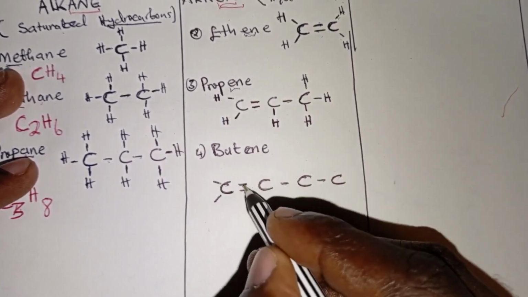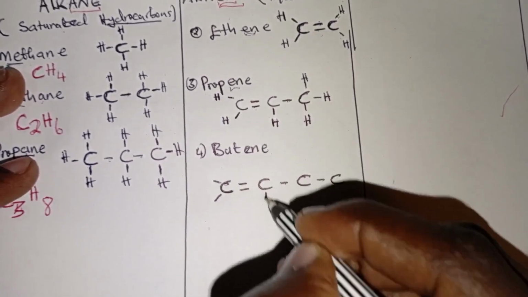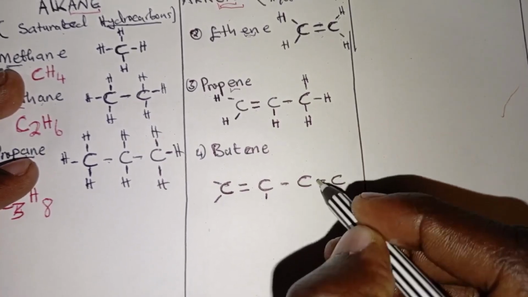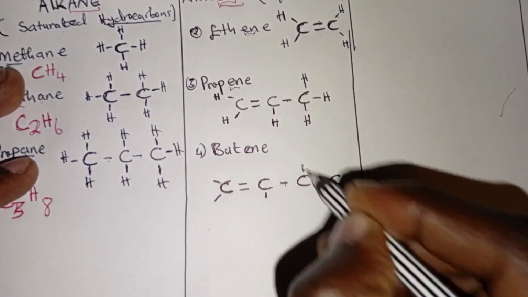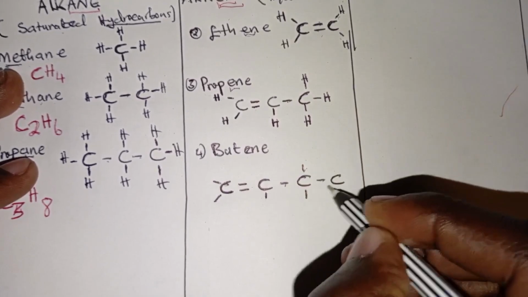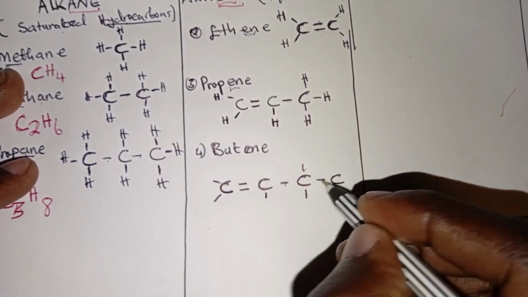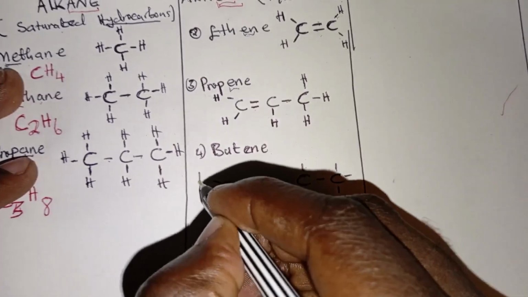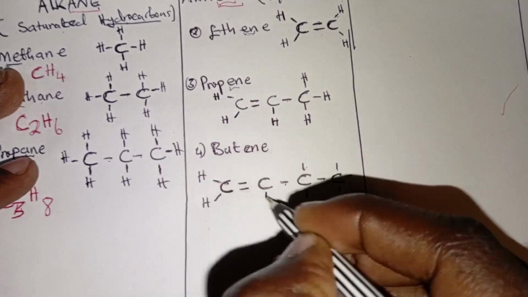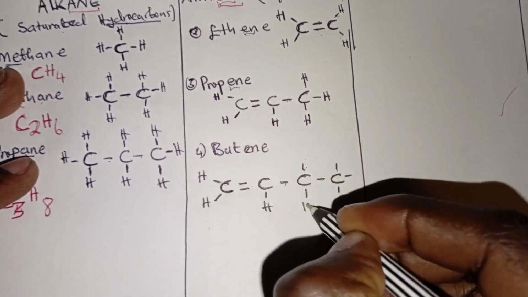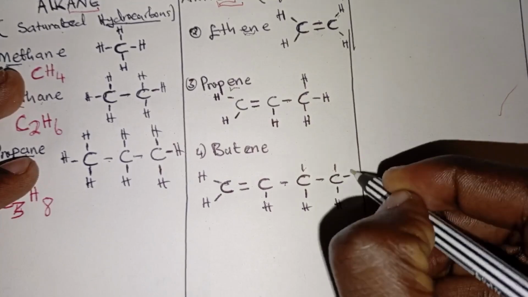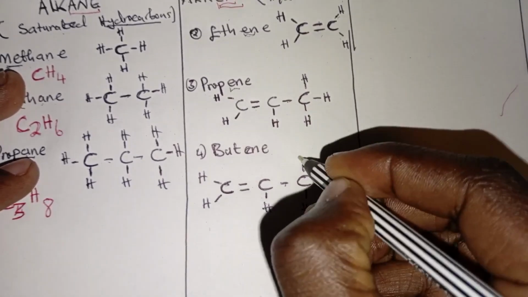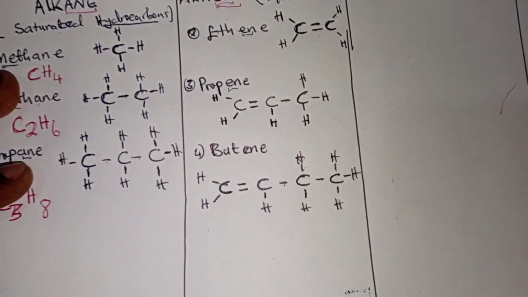This one, how many bonds does it have? 1, 2, 3. You can put 1 there. This one, how many bonds does it have? 2. To make 4, you put 1 there, 1 there. This one has 1 bond. To make 4, it needs 3. You put 1 there, 1 there, 1 there. Okay, then you put your hydrogens at each and every bond. You put these hydrogens. Okay, and this is what we call butene.